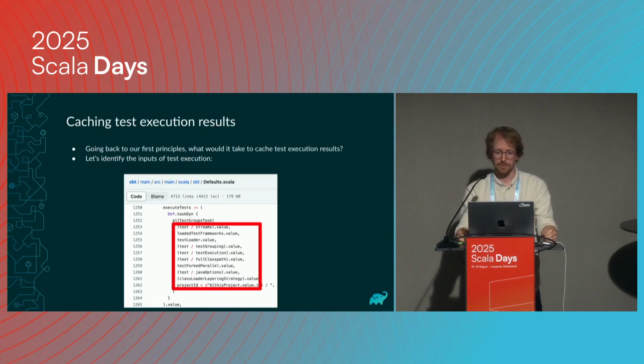So let's look at a different example now. For instance, if we wanted to cache the test execution results. If we go back to our first principles, what would it take to cache the test execution results? First, we need to compute a cache key, and for that we need to figure out what are the dependencies of the task. If you're familiar with SBT, you most likely have read quite a few times the Defaults.scala, which is basically the source of truth for SBT, and you can find here all the dependencies of the test execution. All right, so we have the dependencies of the task.